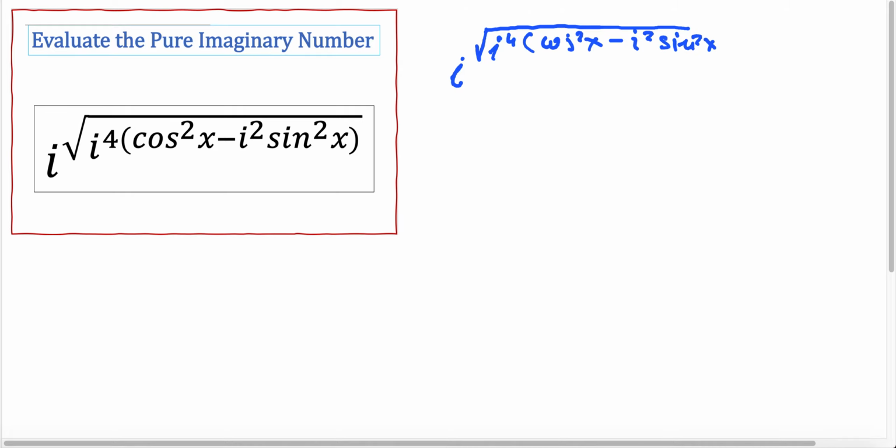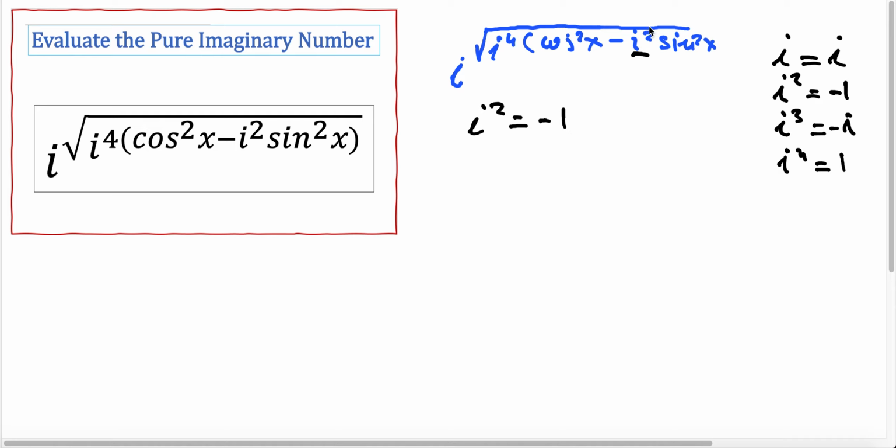As we know the pattern, i is equal to i, and i squared is going to be equal to minus 1. And i to the exponent 3 is equal to minus i, and i to the exponent 4 is equal to 1. And as the integers increment, this pattern is going to repeat. And now, as we see here, this i squared is equal to minus 1.